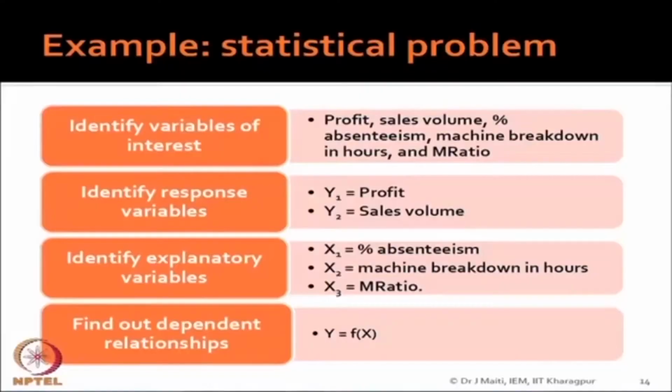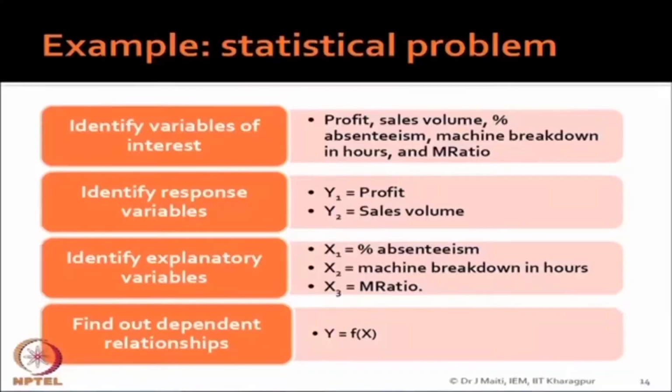Now, identify response variables. Out of all those variables, what are the response variables? By response variable, I mean that these variables are affected by the presence of other variables in the system. In other words, dependent variables. So, y1 and y2 are response variables, they are dependent variables. Why? Because absenteeism, machine breakdowns and M ratio can influence profit and sales volume. So, the next objective is to identify the explanatory variables and find out the dependence relationship.